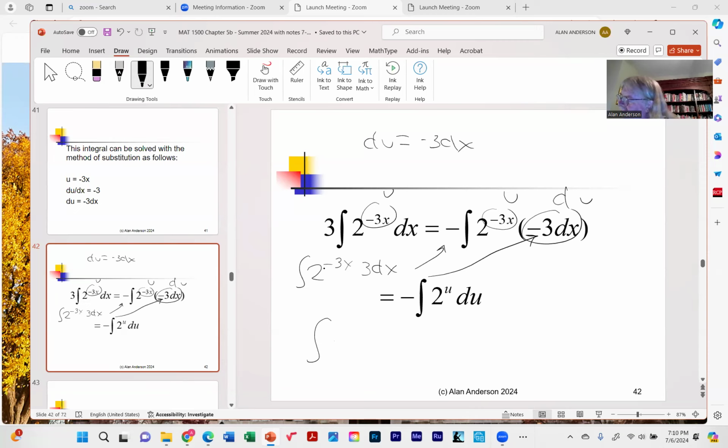Now, what do we do with this one? A to the u du can be written as, let's see, this rule tells us that we can rewrite this as a to the u du.